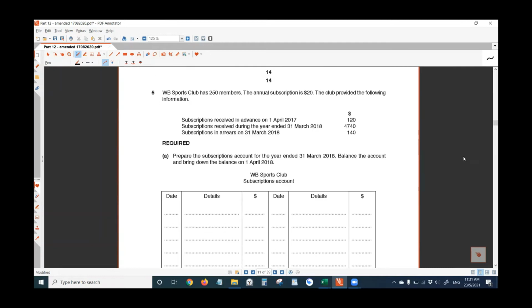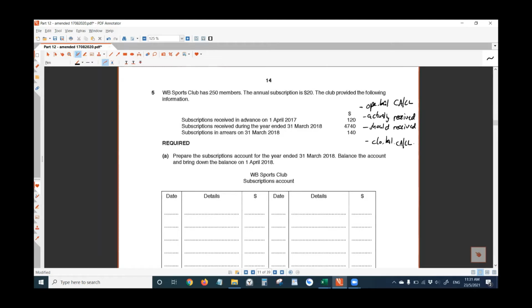Question 4 here. You have to find four things. The opening balance, and for the opening balance you have to determine whether it is CA or CL. You have to determine the amount actually received. You have to determine the amount that you should receive. You have to determine the closing balance.